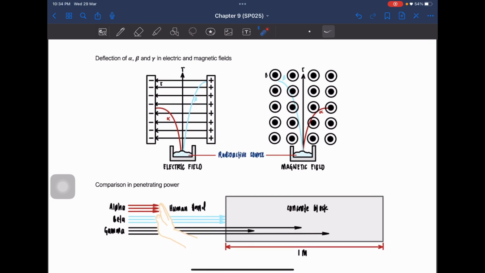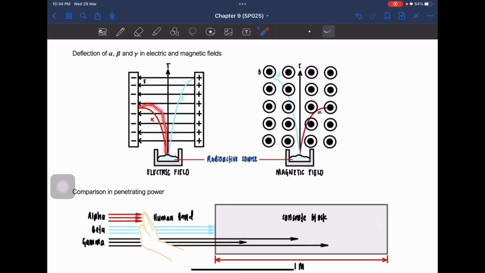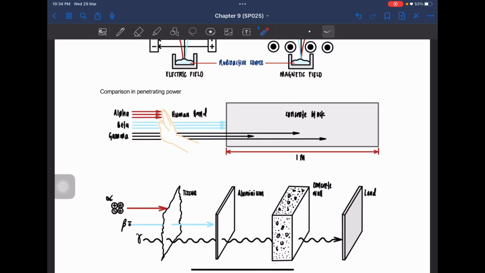This is the path of deflection of alpha, beta, and gamma. Alpha deflects to the negative plate. Beta deflects the other way. This one is actually gamma. Gamma rays are not deflected by electric or magnetic fields. I wrote E here but it should be gamma; I will fix it before I upload. This is the comparison of the penetration power of alpha, beta, and gamma. The strongest one is the gamma ray, as I mentioned earlier.